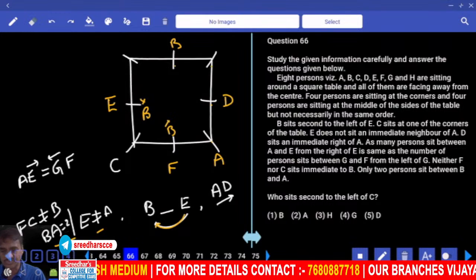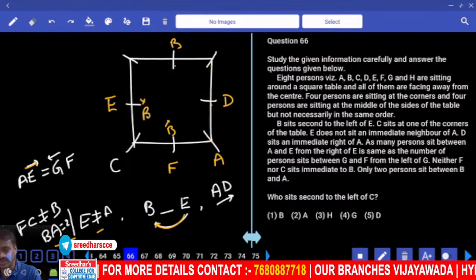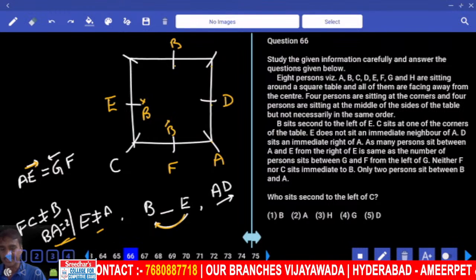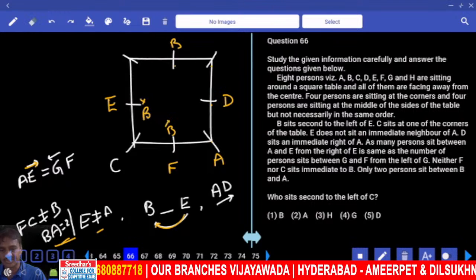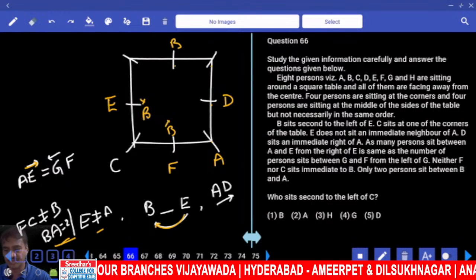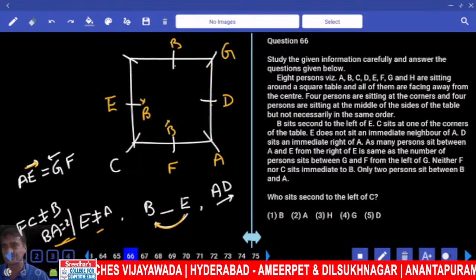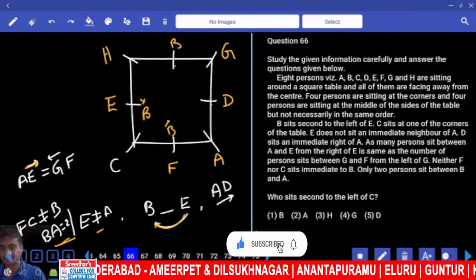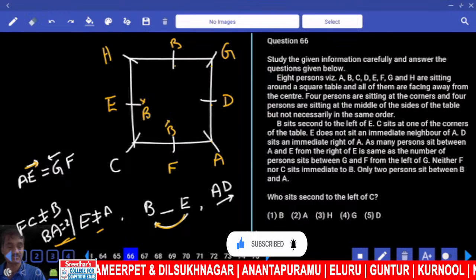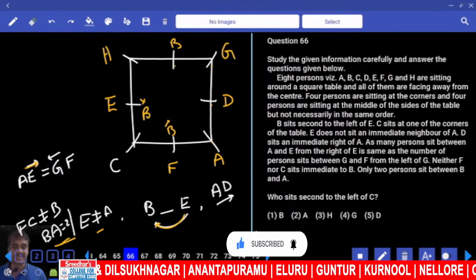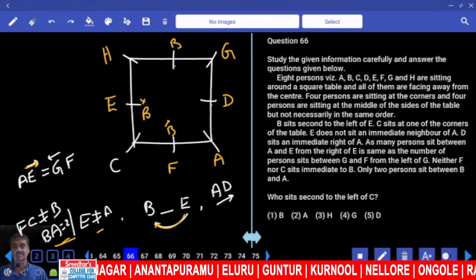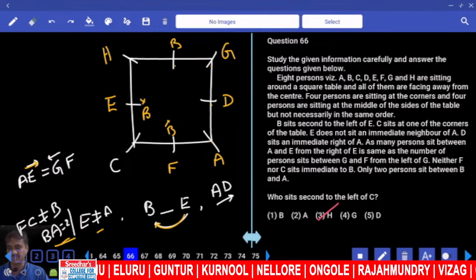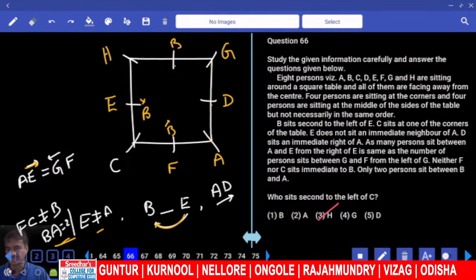Now if F is here, number of persons between A and E from the right of E, how many people? 2 people. Then we need to have 2 people between G and F. G and F, there are 2 people from the left hand side of G. G is here. Who is the person left over? H is the person left. Then who sits second to the left of C? What is your answer? H. That is given in choice 3, question number 66.